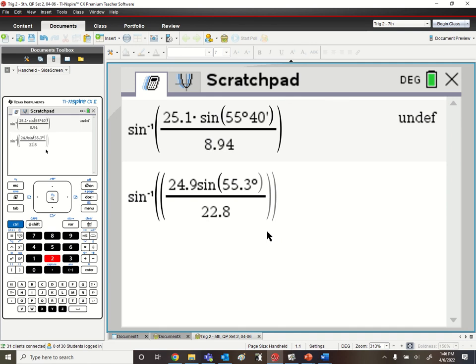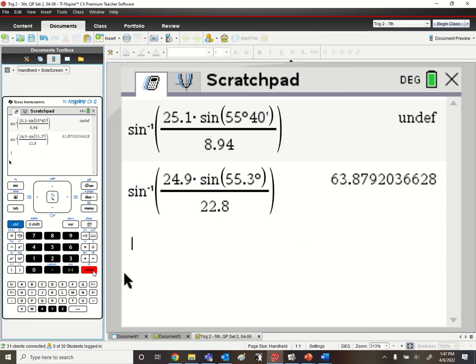I'm glad you guys are paying attention. You guys need to check me on these, because sometimes I'll make mistakes on purpose. This isn't one of those times though. Hit enter and we get 63.9.